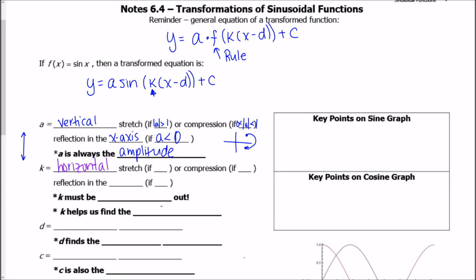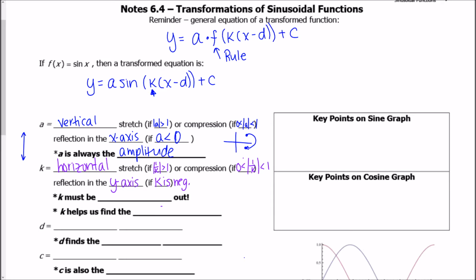We also have the k value, which is the horizontal stretch. Okay, and that is going to be a stretch if the absolute value of 1 over k is greater than 1, because remember you have to do a reciprocal, okay? And it's a compression if the absolute value of 1 over k is between 0 and 1. Okay, and it's a reflection in the y-axis if k is negative, or if k is less than 0.